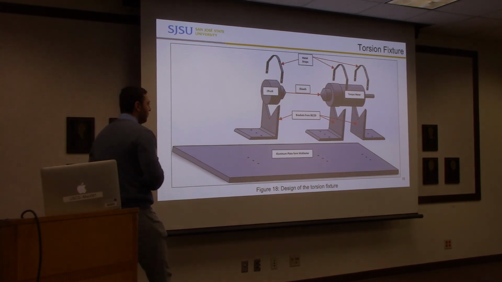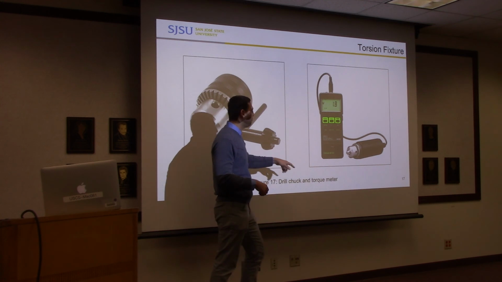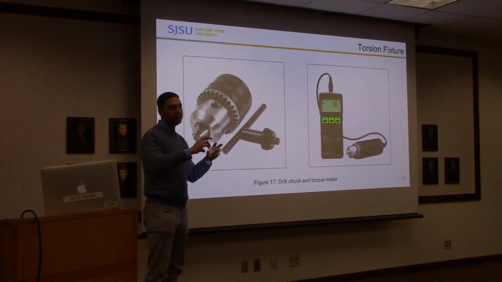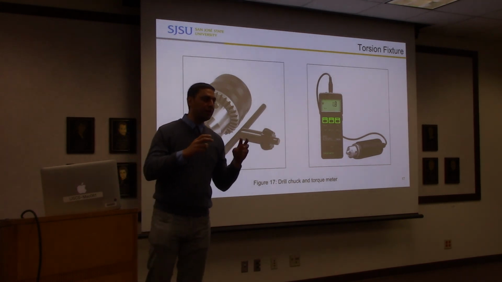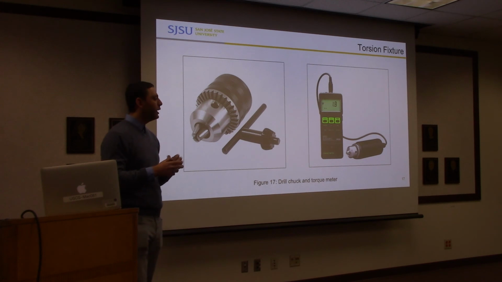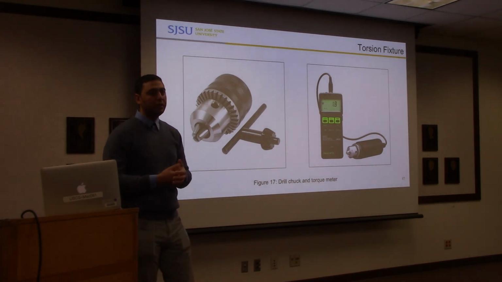So basically, we put the sheath between the meter and here, and then the meter starts applying torque. The meter can read torque and also can record it, so we know what torque we are applying. And again, we apply the torque until the sheath kinks.